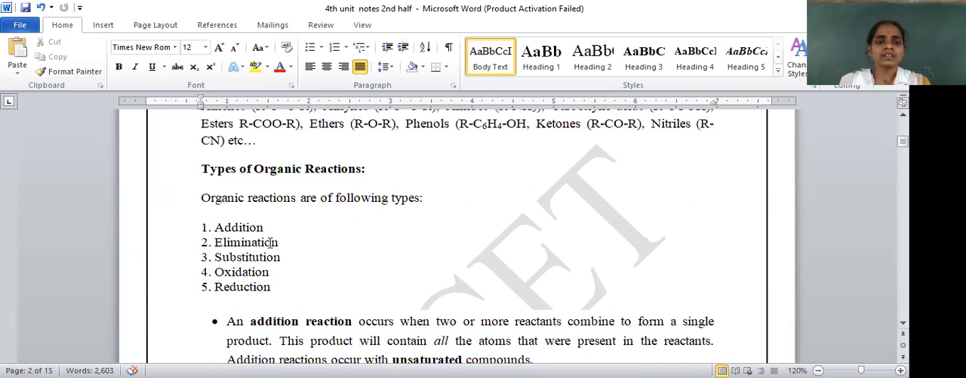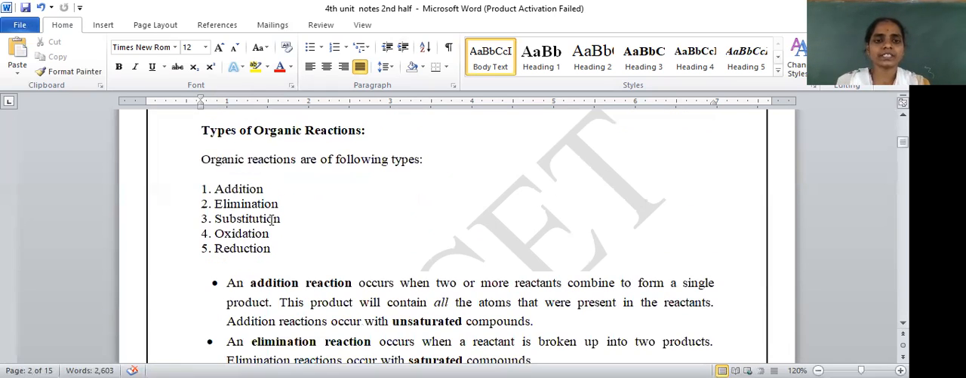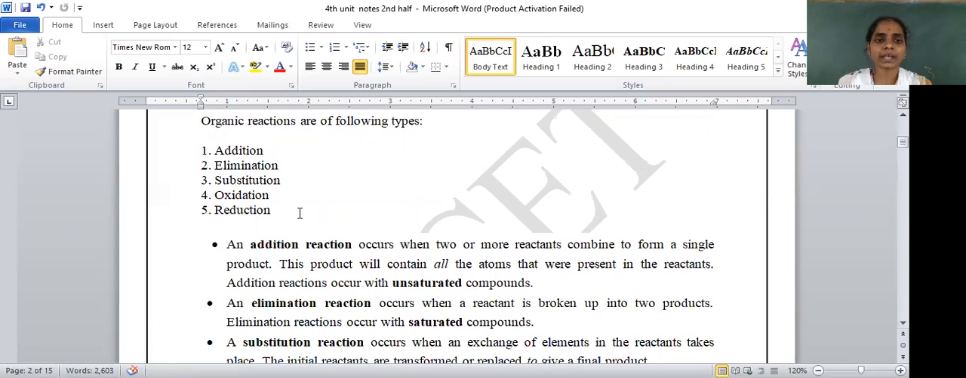Now we will see some of the basic types of organic reactions. So what are the general basic types of organic reactions? Like addition reaction, elimination reaction, substitution reaction, oxidation, and reduction reaction. These are some of the types of reactions.